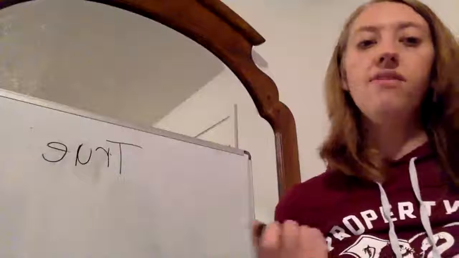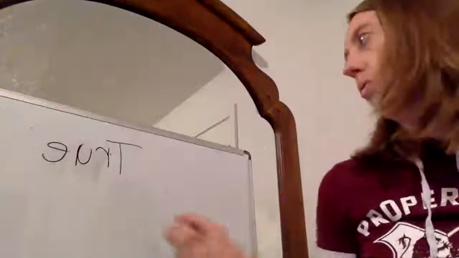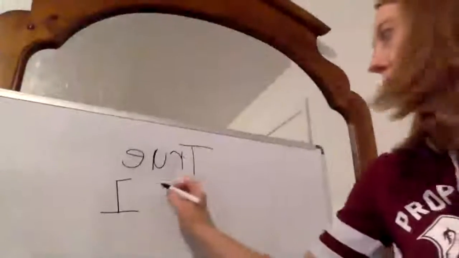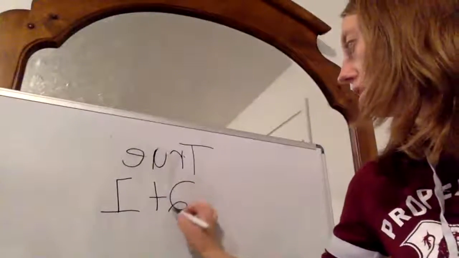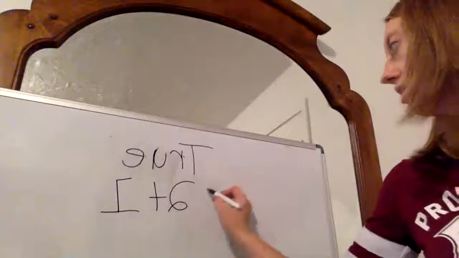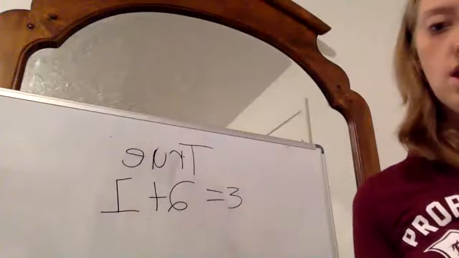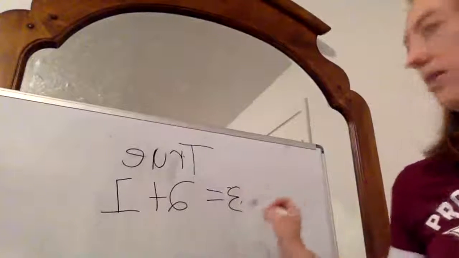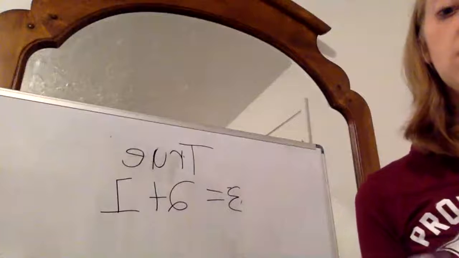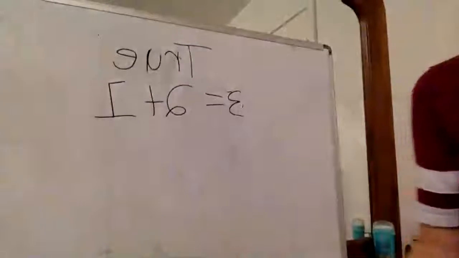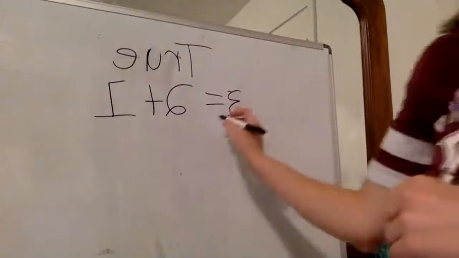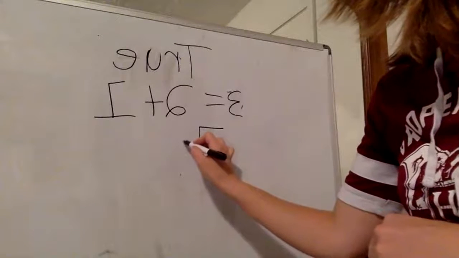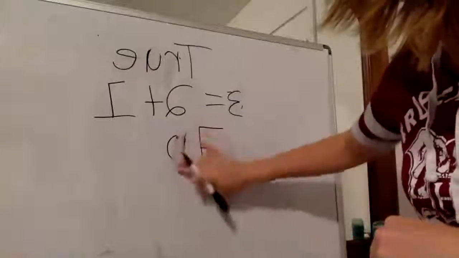So if I have the math equation 1 plus 2, that equals 3. Okay, so that is true. Okay, so this math equation is true, means it is correct. Okay, our next word is false. Okay, so false.